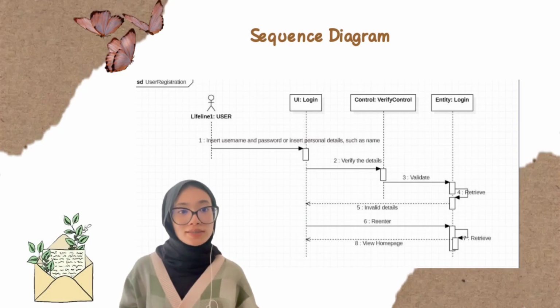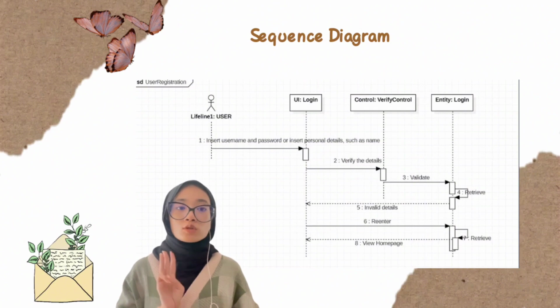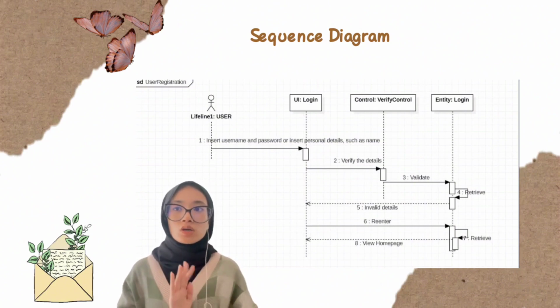Okay, for the sequence diagram, our project has three sequence diagrams, but I'm just going to explain one to you, which is user registration.